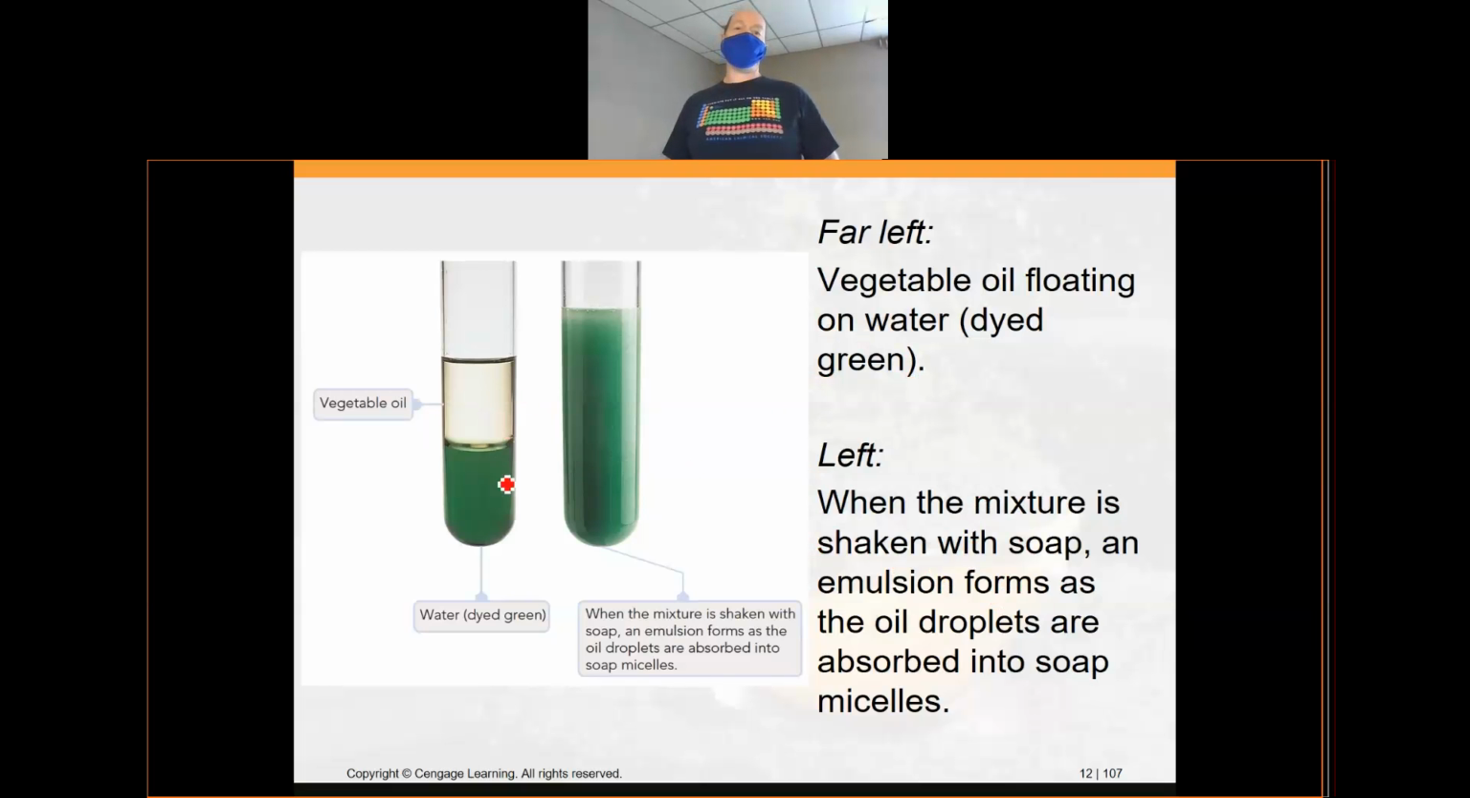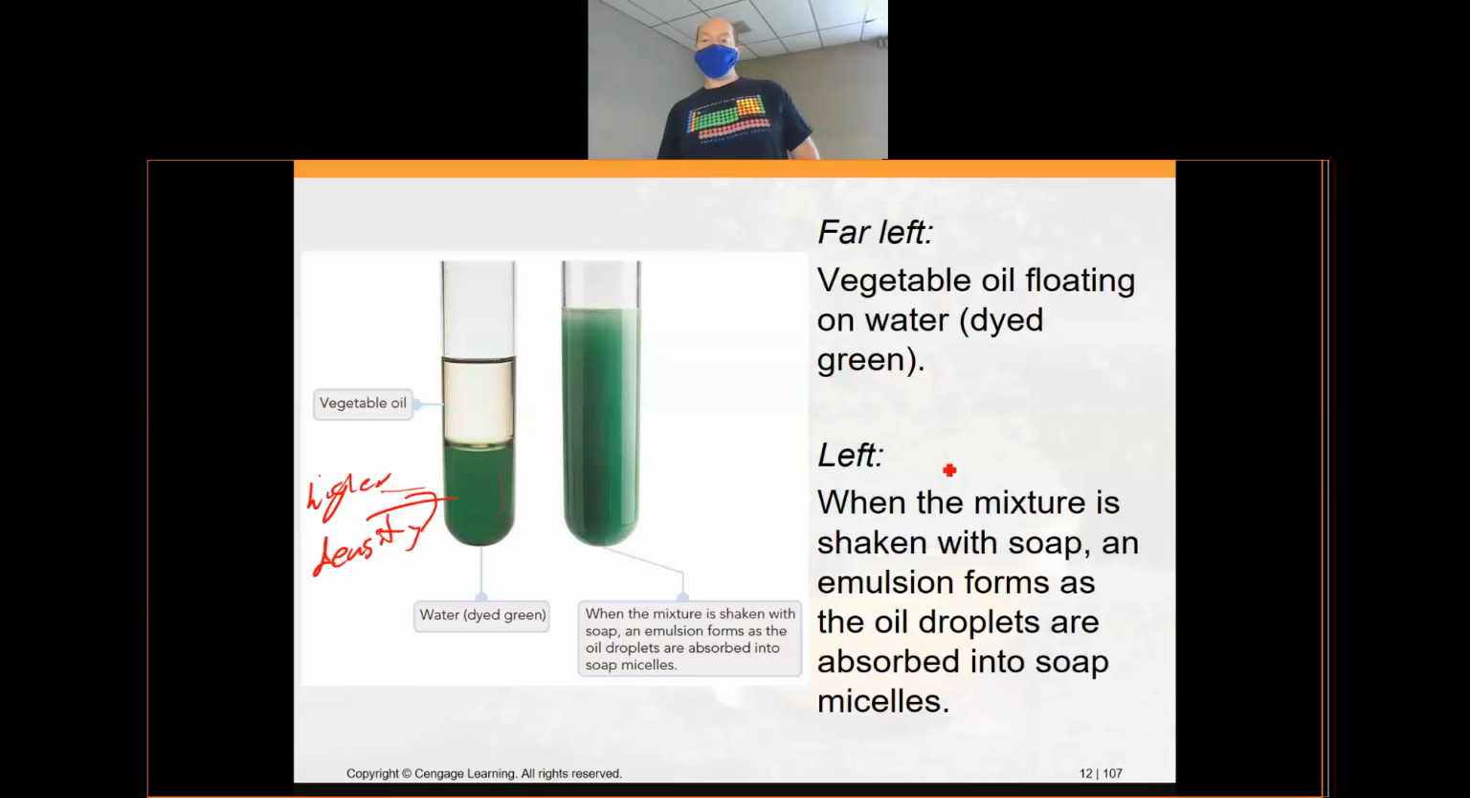All right. So here, if we have green food coloring with our water and then vegetable oil, if you shake it up and let it set, it's going to look like this. The higher density is going to be on the bottom, lower density on top. So your vegetable oil has a density less than 1.